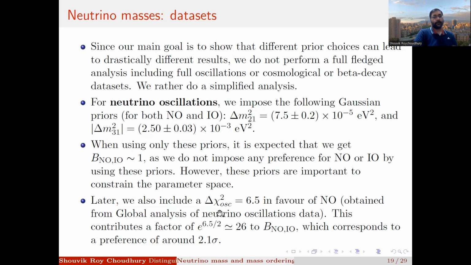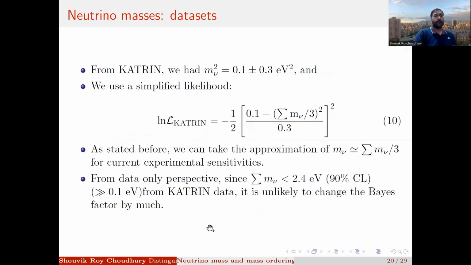Later we include a delta chi-square from oscillations of 6.5 in favor of normal ordering. This is obtained from a global analysis of neutrino oscillation data by another paper, and this contributes a Bayes factor of 26 to this B NO/IO, which corresponds to around 2.1 sigma. For KATRIN, we use mu square equal to 0.1 plus or minus 0.3 eV square, a simplified likelihood where we use 0.1 as the mean value and 0.3 as the error bar sigma.